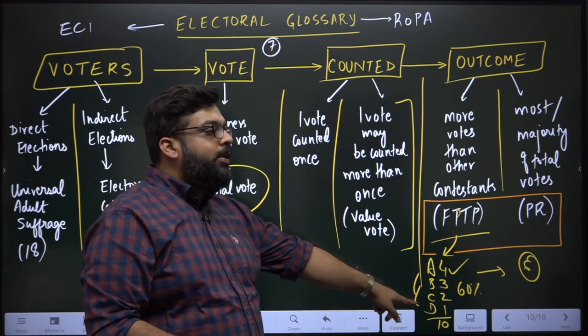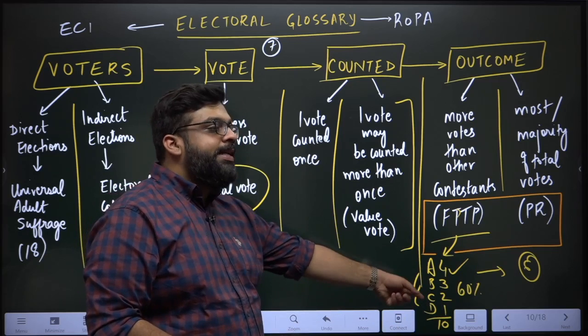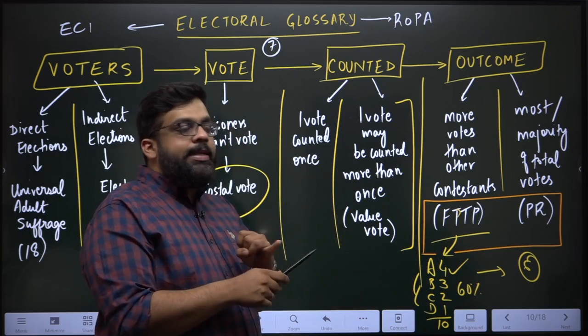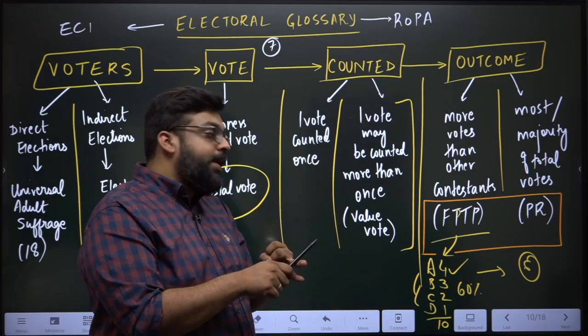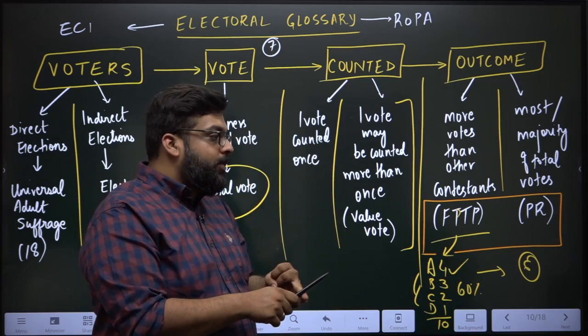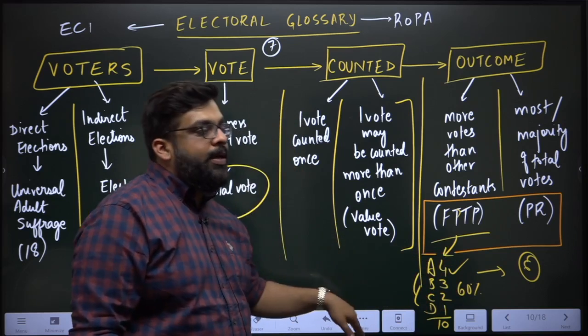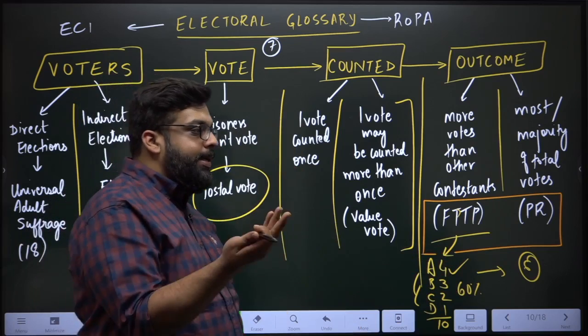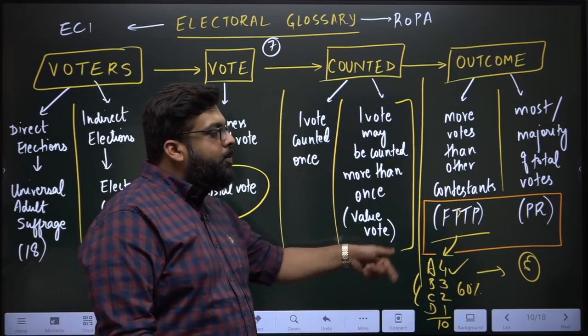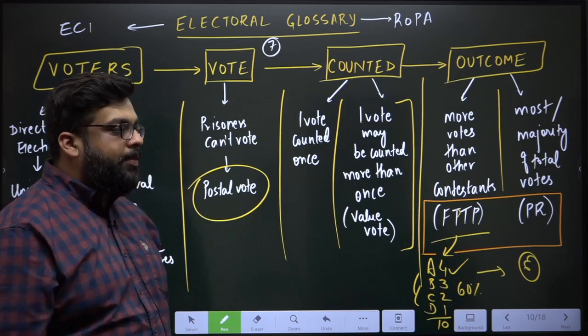So the person who has given D as the vote, obviously D is their first preference. You'll check for their second preference. If the second preference for this person is A, then you will give D's vote to A and you'll eliminate D anyways because D has no chance of winning. So you'll keep doing that. This is called single transferable vote.